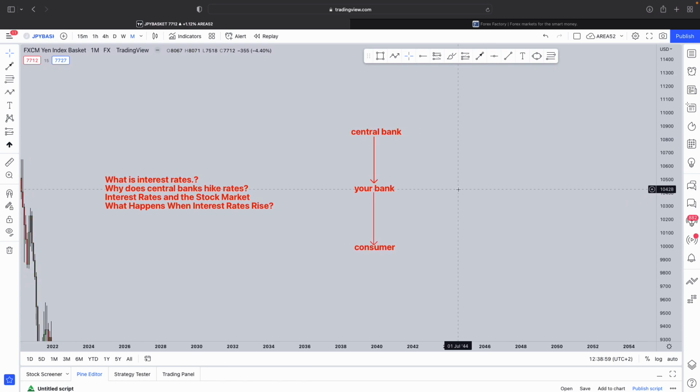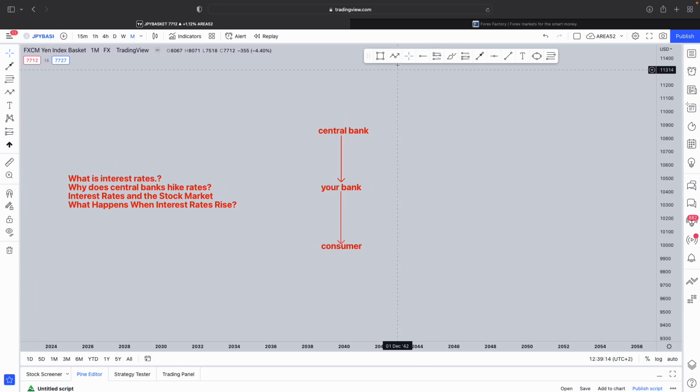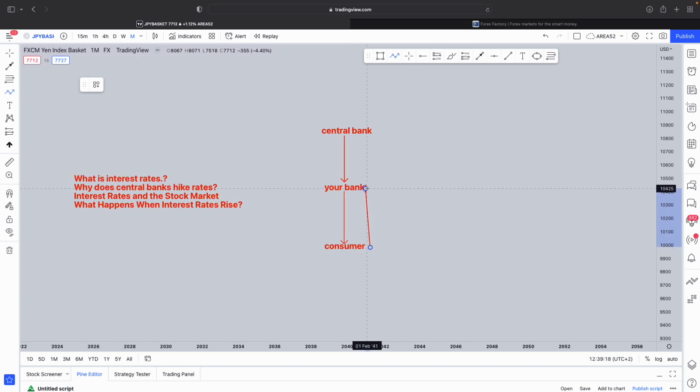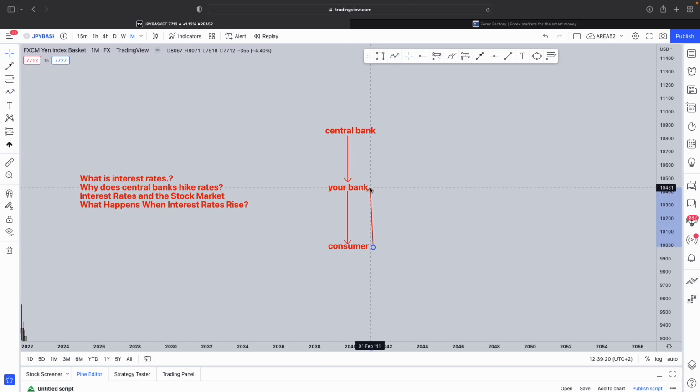Now, consumers still have to pay their bills. When those bills become more expensive, households are left with less disposable income. When consumers have less discretionary spending money, businesses' revenue and profits decrease. Okay, think of it in this way. The consumer is now having to pay back the bank at a higher interest rate, right?